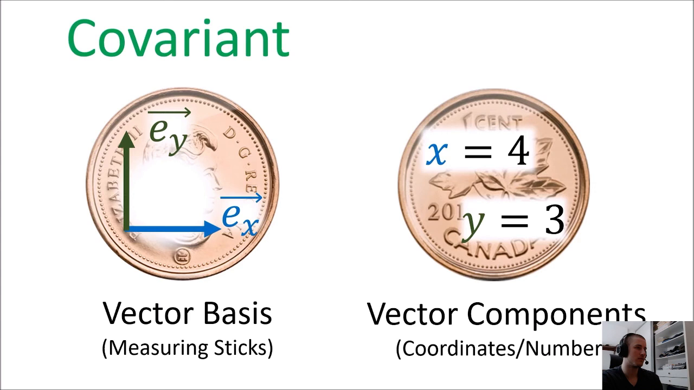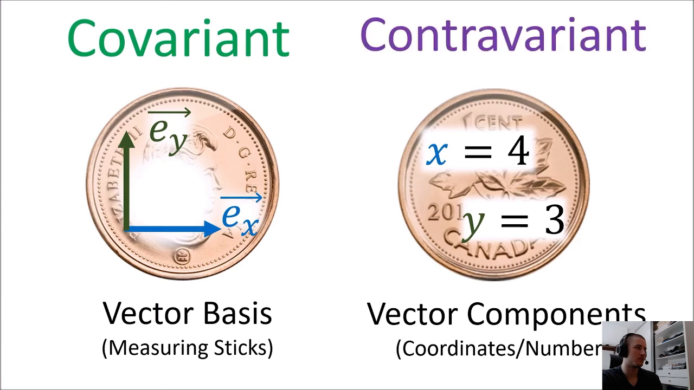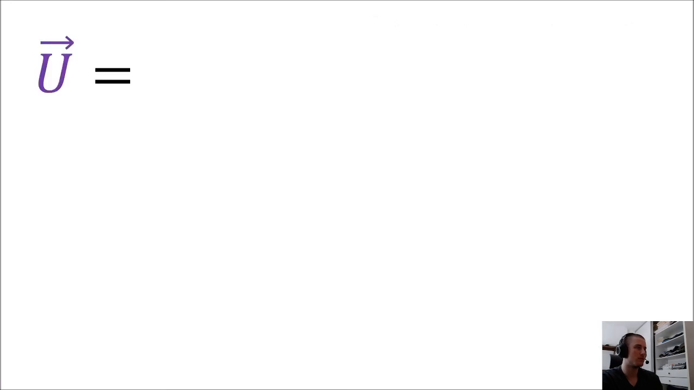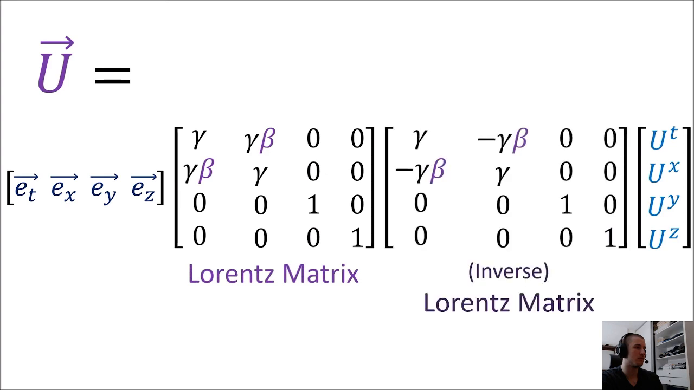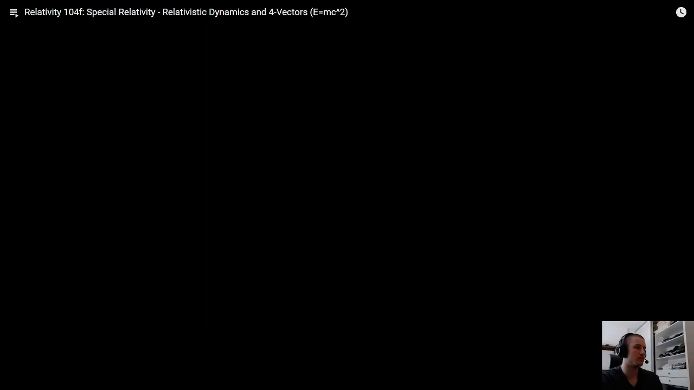When we change our spacetime basis in one way, the 4 vector components will change in the opposite way because vector components are contravariant. So anytime we change our spacetime basis using a Lorentz matrix, we know that we can change the components of any 4 vector using the inverse Lorentz matrix by the rules of contravariance and covariance.